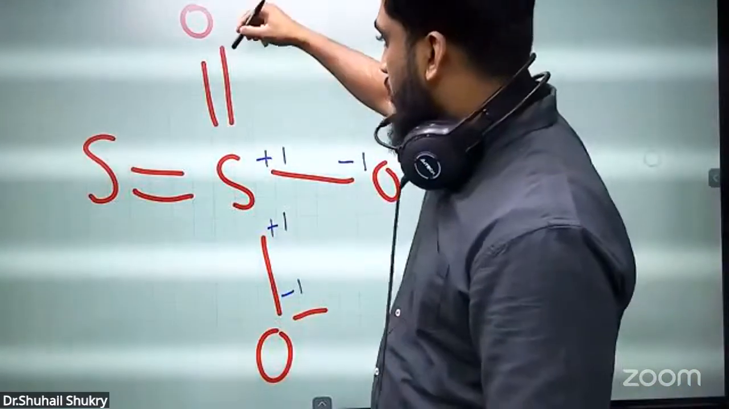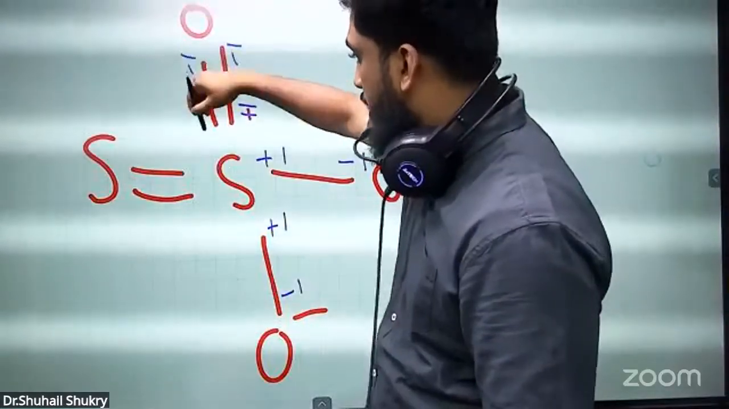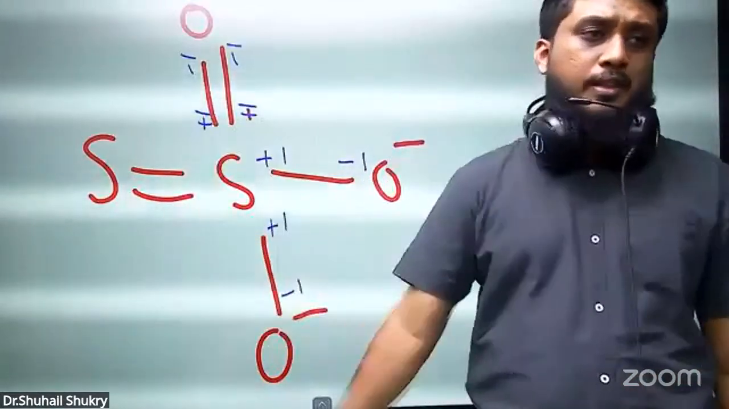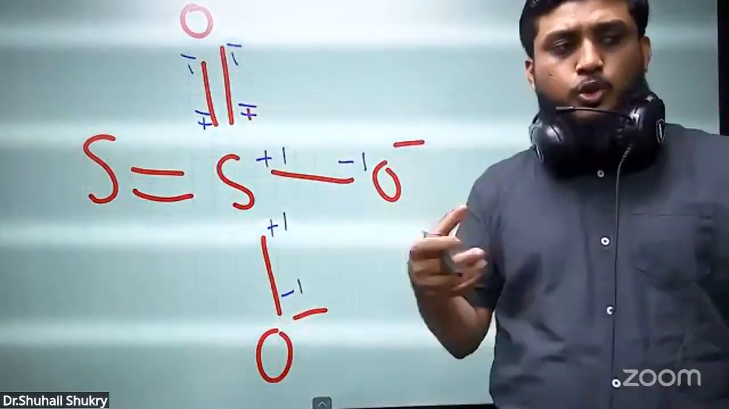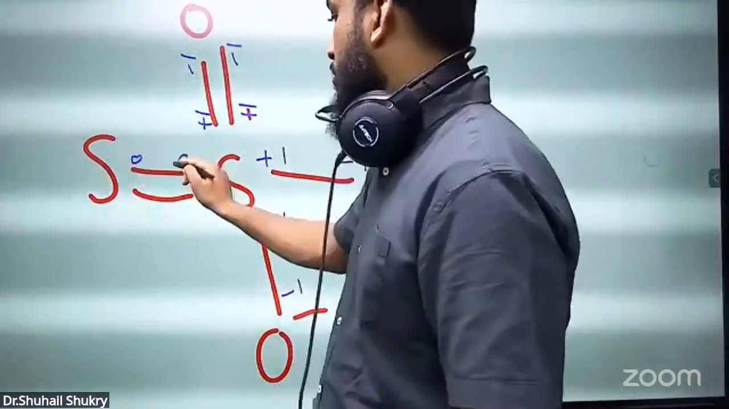This oxygen's bond will get minus 1, this will get a plus 1. This will get a minus 1, this gets a plus 1. Then this sulfur and this sulfur, is there an electronegativity difference? No. Then no one will pull the electron towards that side. They are equally distributed. Therefore, this is 0, this is 0, this is 0, this is 0.